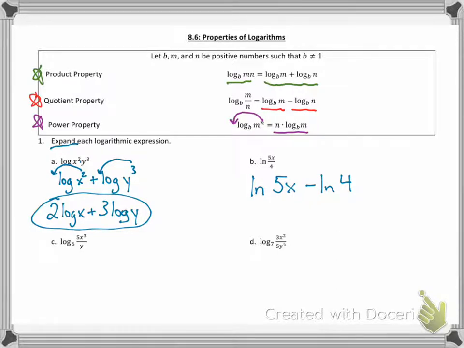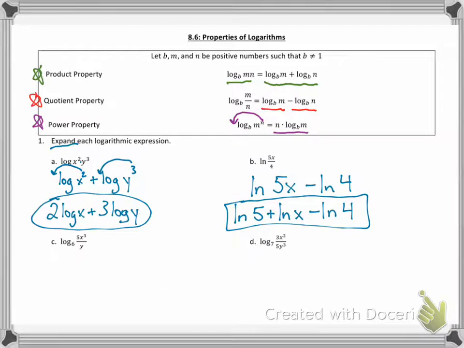Now, I take a look at that. There are no powers. However, we need to look carefully at natural log of 5x. Keep in mind that 5x is the same thing as 5 times x, which means natural log of 5x can split apart. If this is being multiplied together with the 5 and the x, that means I can split this apart into addition. So I can turn that into natural log of 5 plus natural log of x. And then tack back on the subtraction of natural log of 4.